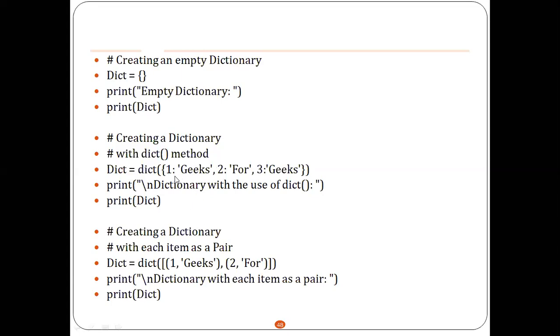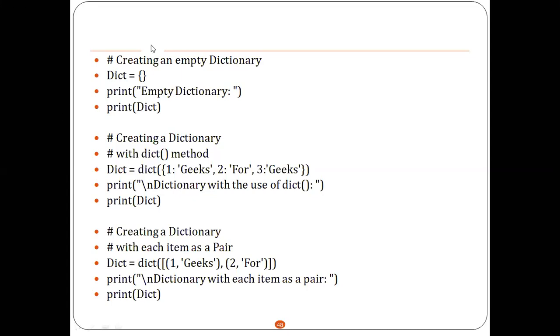In the first case, we have 1 colon gigs, we have used 1 colon, it's a pair, right? But with the same dictionary function, here these are treated as the arguments: 1 comma gigs comma 2 comma 4, right? And the dictionary treats each item as a pair, the key and the value pair. So that is how we can create a dictionary by using different methods.